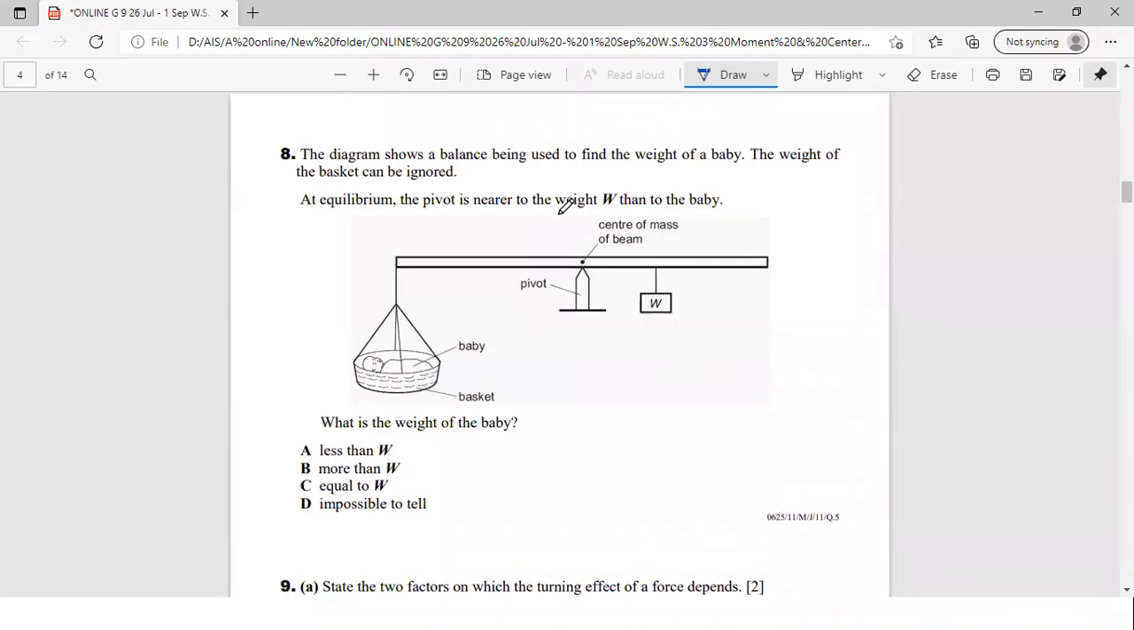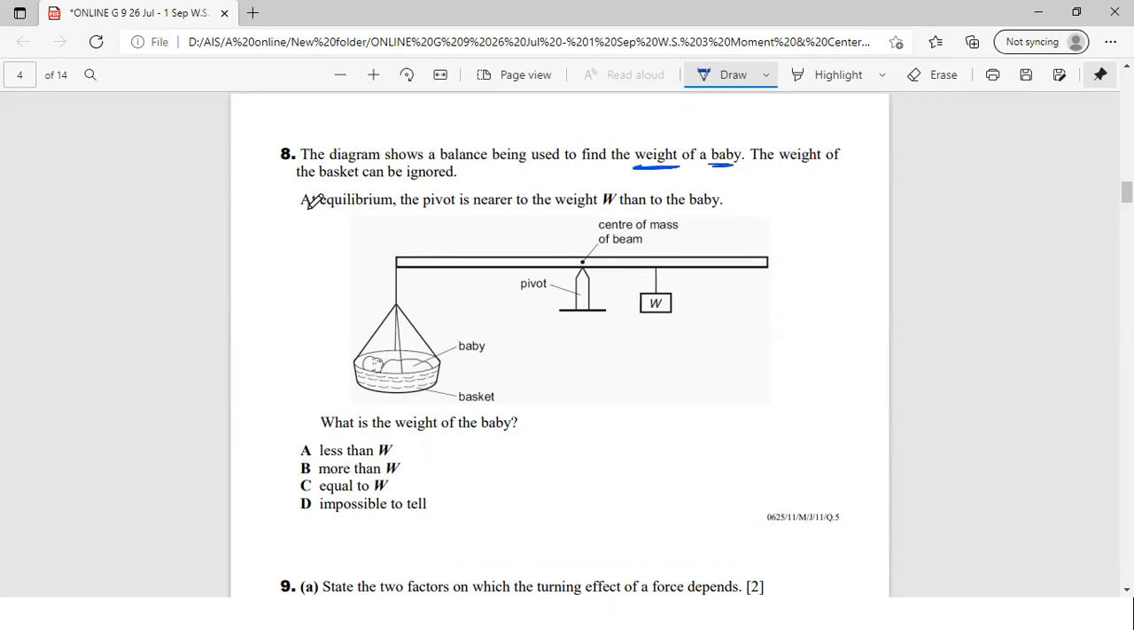Question number 8, what does the question tell us? The diagram shows a balance being used to find the weight of a baby. That's how they were using it, not in this shape, but close to it, to find the weight of the baby, or the weight of the sheep during Eid al-Adha when we sacrifice, so we know its weight to pay money. They use this technique by moving the object or the weight to the side of the pivot, and moving the baby with the basket.